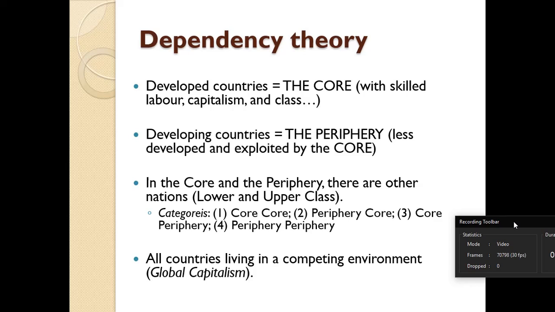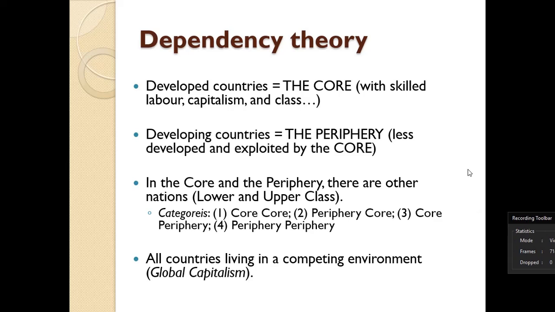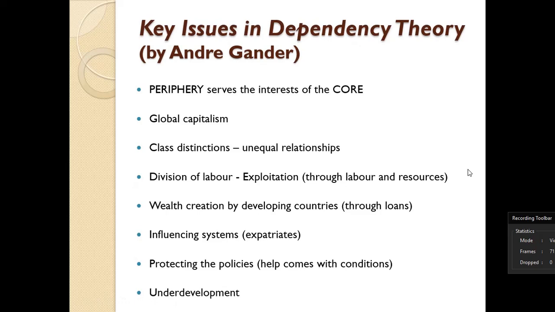So all these are the different categorizations that dependency theories use to restructure what modernization theories term developing or developed countries. All countries are living in a competing, capitalistic global world, whereby those in the core exploit those in the periphery. In other words, the periphery serves the interest of the core, because developing countries, such as African countries, depend on those that are developed to give them aid.